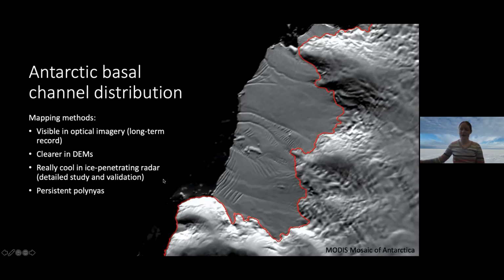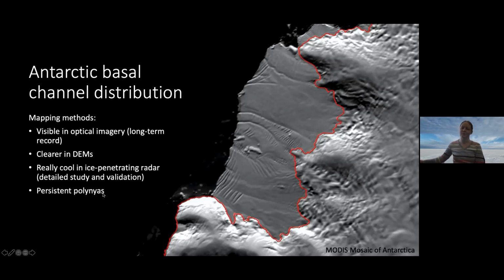And we tried to do a lot of validation using ice penetrating radar. Problem is, it's not available everywhere. So what we did was we mapped using optical imagery, and then anywhere we could, we checked using ice penetrating radar to really see if there was a channel on the base of the shelf. And it was 100%. Everywhere we thought we saw a channel, there certainly was a feature on the base of the shelf. There might be different explanations for how it formed, but there was at least something there.